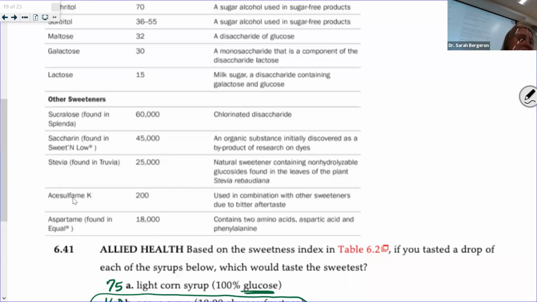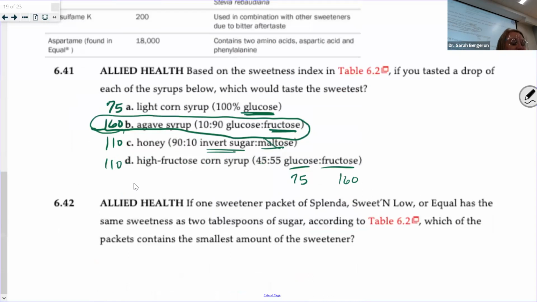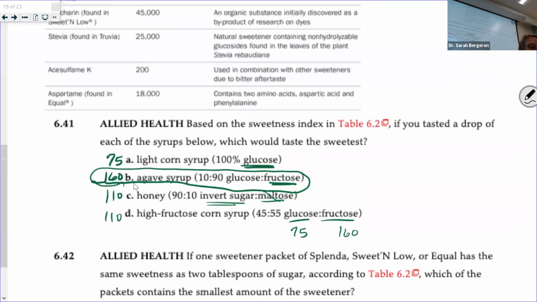So this one, which I've never even heard that name before, but that's okay, is only double whatever table sugar is. All right, so if one sweetener packet of Splenda, Sweet'N Low, or Equal has the same sweetness as 2 tablespoons of sugar, which of the packets contains the smallest amount of sweetener? So which one has the least amount of sweetener and the most amount of filler? Out of Splenda, Sweet'N Low, or Equal?